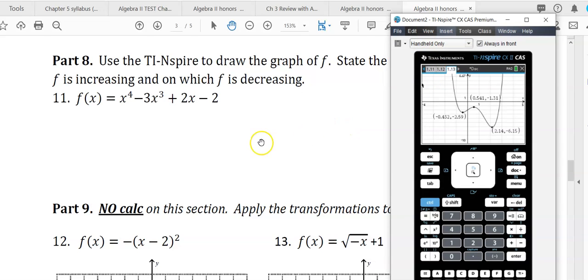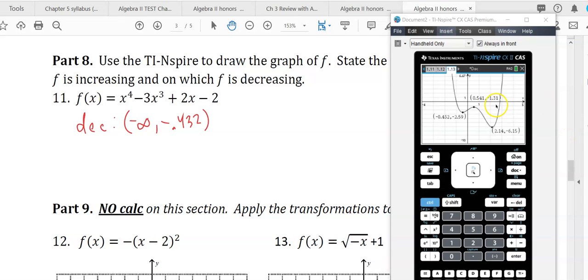So let's just use this to, again, we're going to use the x values, not the y values. The domain values determine when it's increasing and decreasing. So that first section of the graph, it looks like it's going down, so it's decreasing, when, let's see, from negative infinity to the x value of negative 0.432.